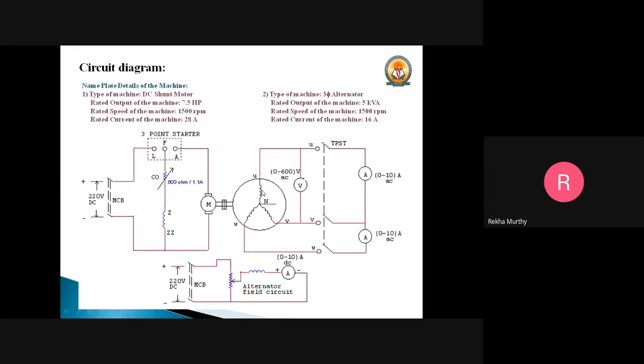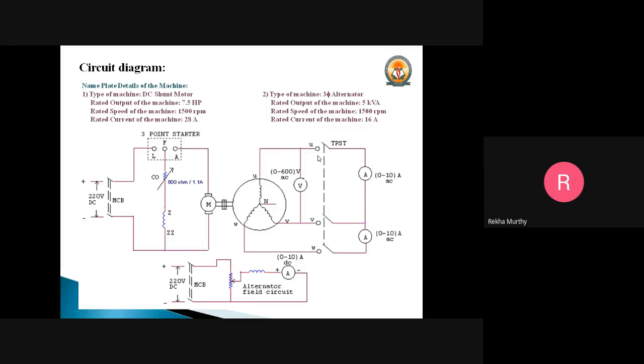And the alternator here, we are connecting between the U and V terminals. All three terminals will be utilized here because we are conducting a test on the alternator. Since we have three terminals to utilize, we definitely require one switch, that is a triple pole single throw.